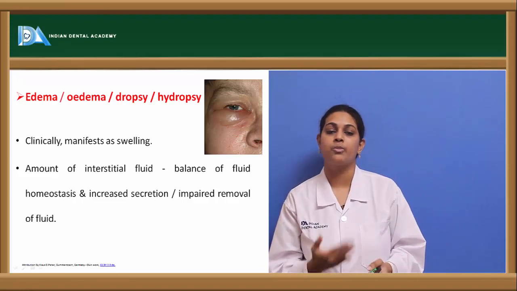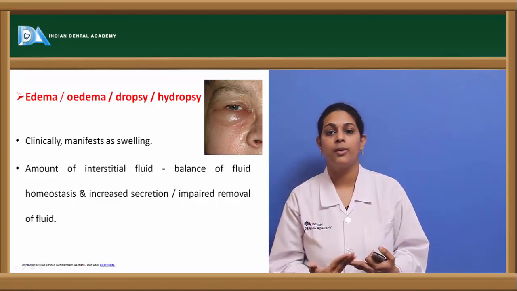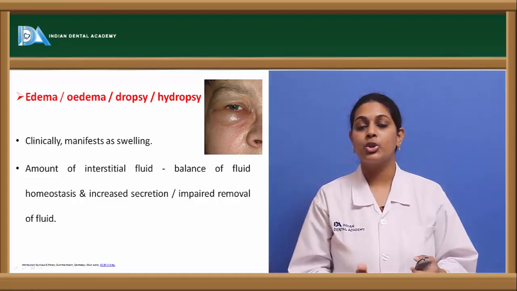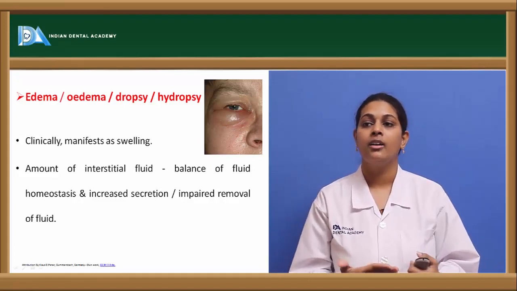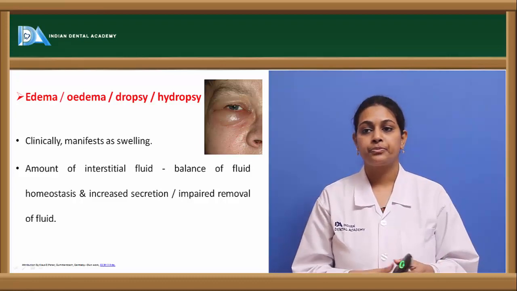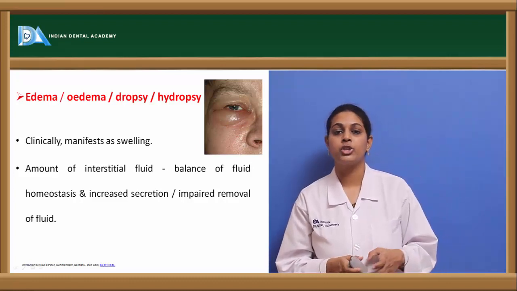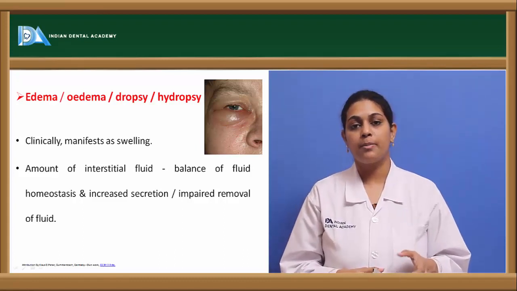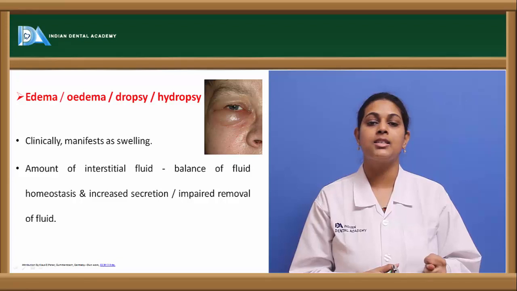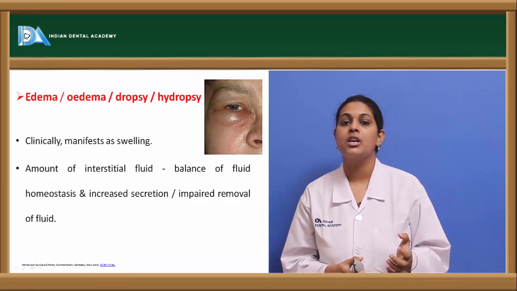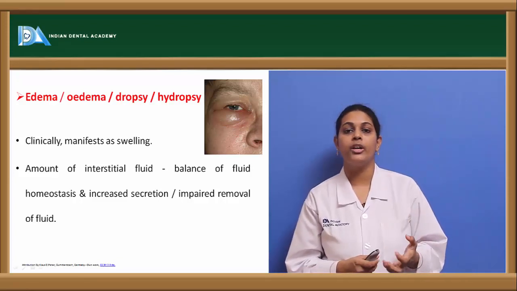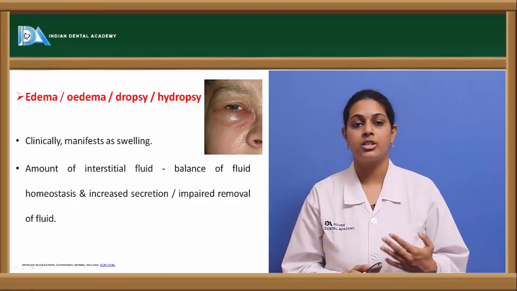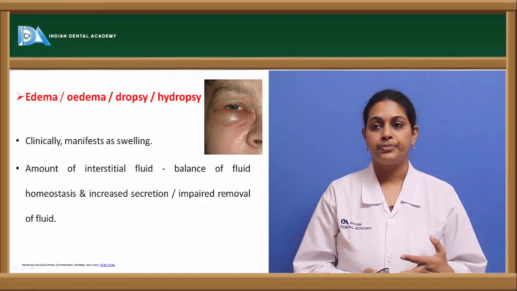Clinically, we see that it manifests as swelling because there's abnormal accumulation of the fluid within the interstitial space, just beneath the skin, and this accumulation results in a swelling, as we can observe in the picture. The patient shows swelling just beneath the eye as well as at the angle of the eye. This abnormal accumulation of interstitial fluid is usually based on the balance of fluid homeostasis, as well as on increased secretion, or when there's any impaired removal of the fluid, resulting in abnormal accumulation of this fluid within the interstitial space and causing edema.